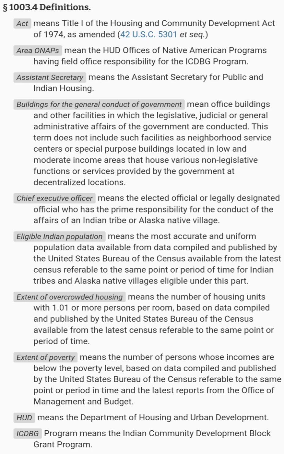Extent of overcrowded housing means the number of housing units with 1.01 or more persons per room, based on data compiled and published by the United States Bureau of the Census available from the latest census referable to the same point or period of time. Extent of poverty means the number of persons whose incomes are below the poverty level, based on data compiled and published by the United States Bureau of the Census referable to the same point or period in time and the latest reports from the Office of Management and Budget.